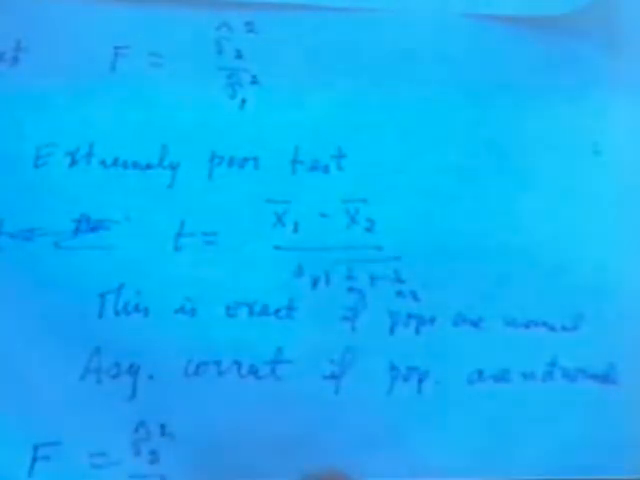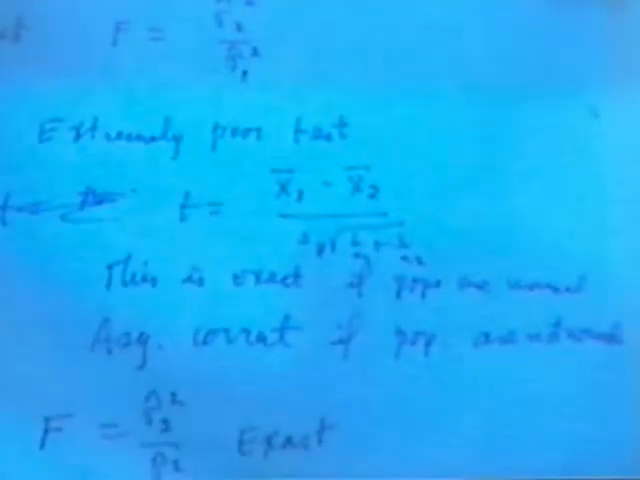This F-test is exact inference if the population is normal. If it's not normal, that is not implied to be correct.